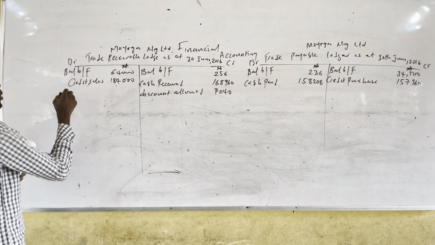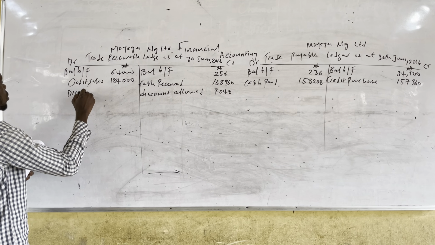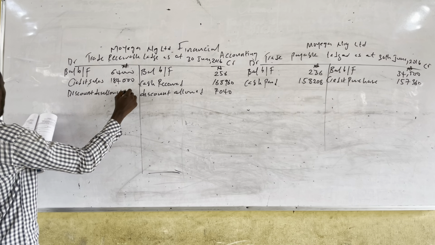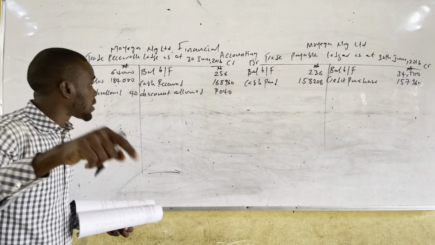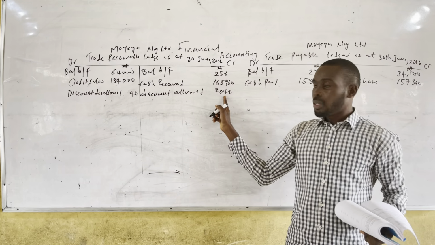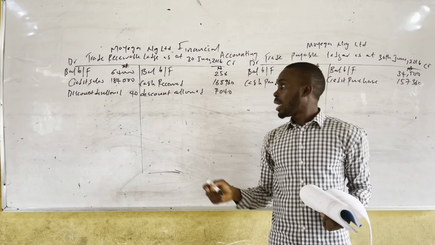So to come back here. So discount disallowed. How much is it? So it's not everything you disallowed. Only the 40 naira out of the 7,040 naira. Can you see that? That's the only one you disallowed.